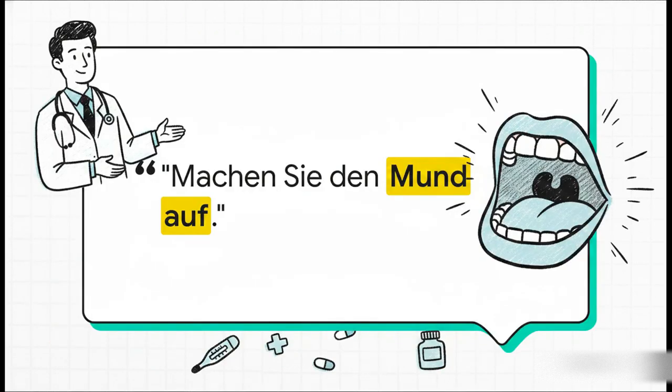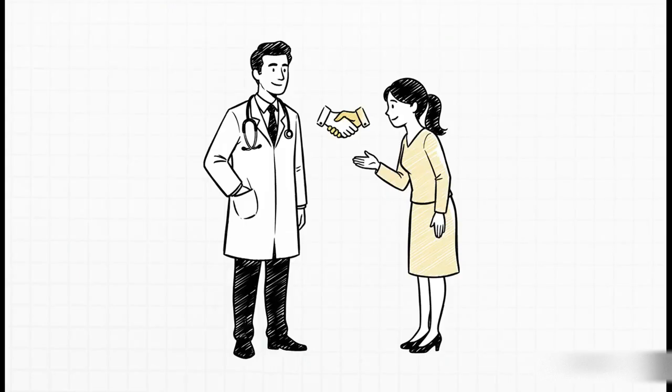Here's a classic you'll probably hear. The doctor might say, machen Sie den Mund auf. It's a very direct, very clear command that just means open your mouth. Did you catch that word Sie in there? That's the formal way to say you in German. And with doctors, you're pretty much always going to hear this formal version. It's all about showing respect. And the great news is, forming this kind of command is incredibly easy. You just take the verb, in this case, machen, and put Sie right after it.